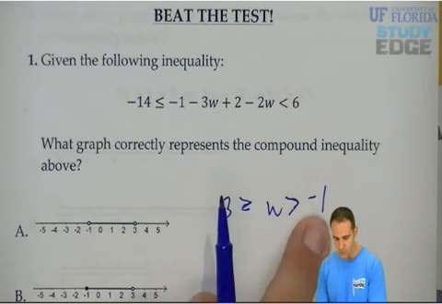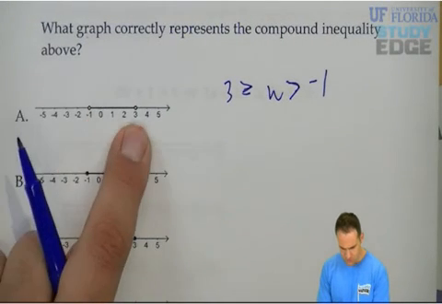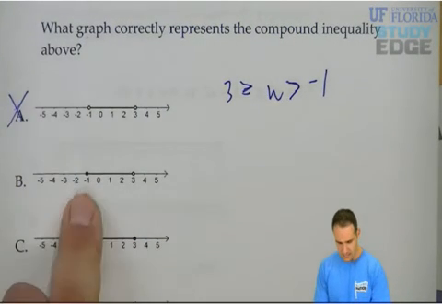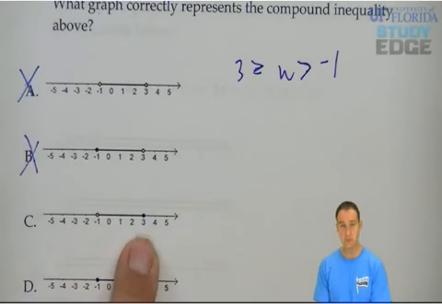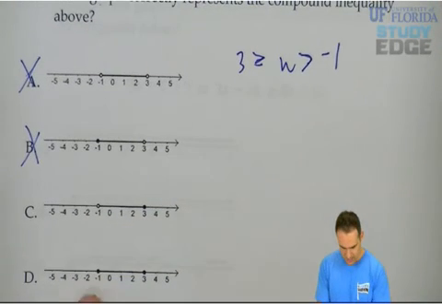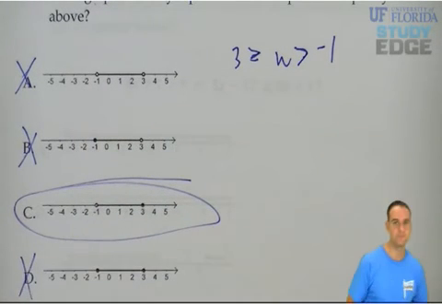So we've got negative 1 with an open circle, 3 with a closed circle. Negative 1 with an open, 3 with a closed. That's not it. Negative 1 with an open, 3 with a closed. That looks like it's it. Negative 1 with an open. Oh, no. It's got to be C.